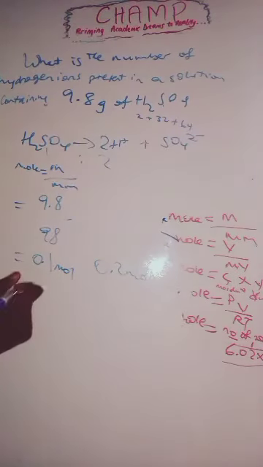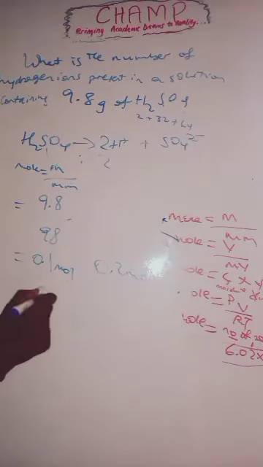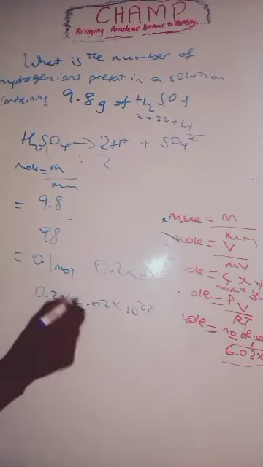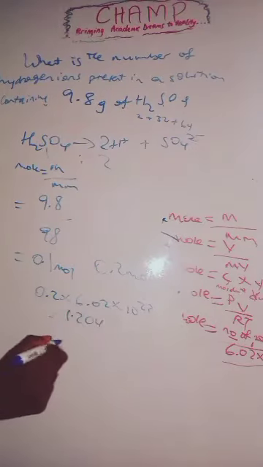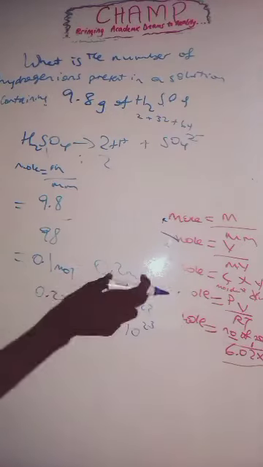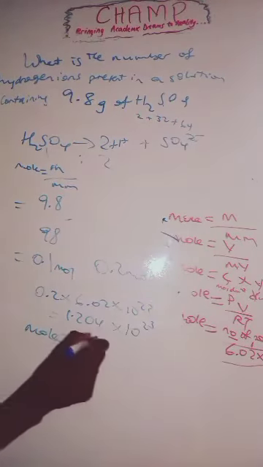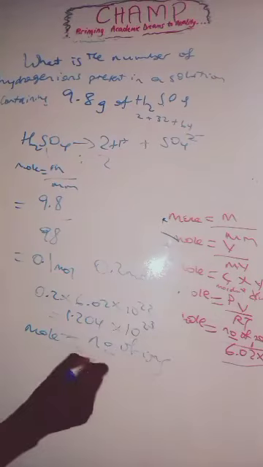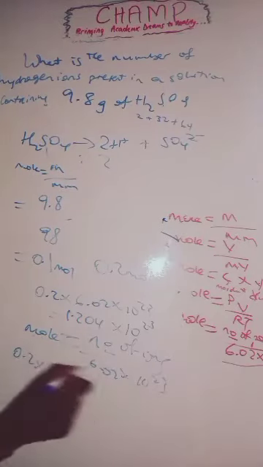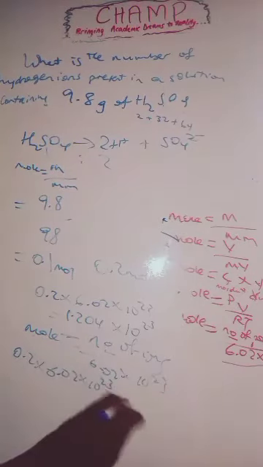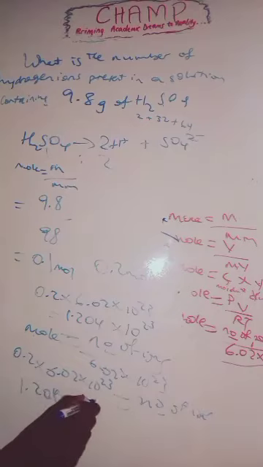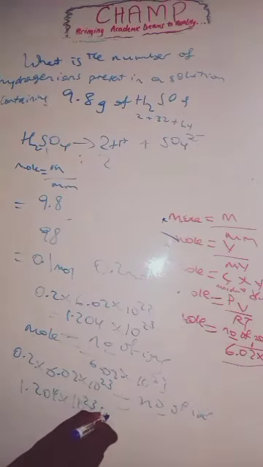So if it's 0.2 mole, you just bring it. 0.2 mole will be 0.2 times 6.02 times 10 to the power 23, which is 1.204 times 10 raised to power 23. Yes, you can use the formula method. Mole is equal to number of ions over 6.02 times 10 raised to power 23. This is how we arrive here. So 0.2 times 6.02 times 10 raised to power 23 will give you your number of ions. It's also equal to 1.204 times 10 raised to power 23 ions, hydrogen ions.